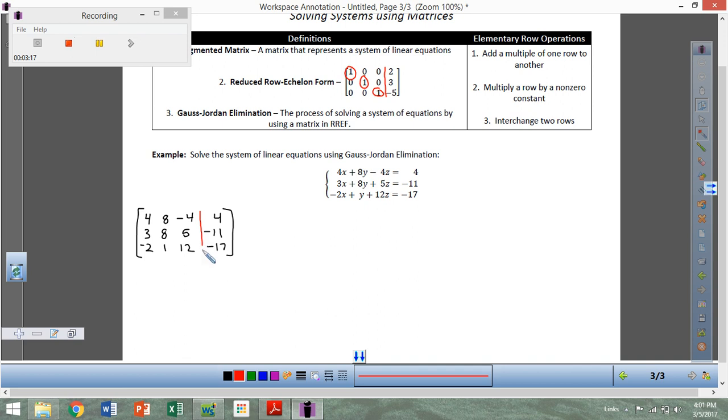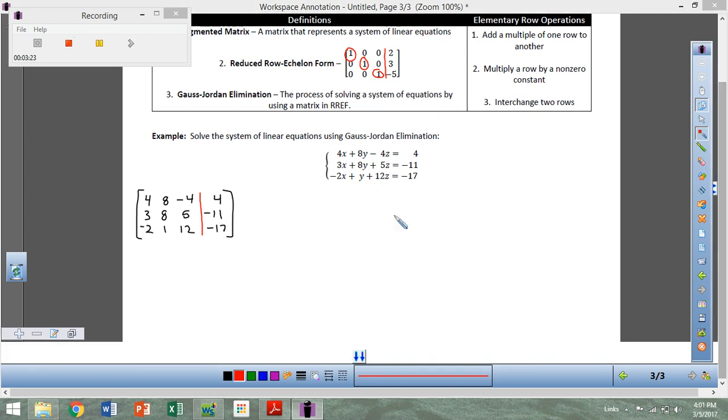Sometimes, not all the time, but sometimes you'll see a line before that last column, and that's just nice because we can see the left side clearly and how we want the left side to end up looking. So my suggestion is that you always start with this top left corner, and remember, we want that to be a 1. So how can I make this 4 become a 1? What I would do is 1/4 of row 1. 1/4 of row 1 will give me a 1 there. I'm just going to divide that whole row by 4.